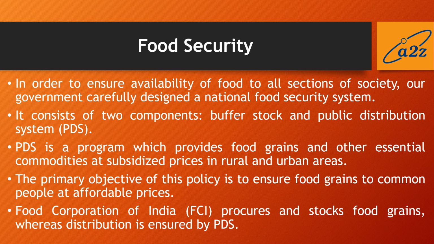PDS is a program which provides food grains and other essential commodities at subsidized prices in rural and urban areas. The primary objective of this policy is to ensure food grains to common people at affordable prices. FCI, or Food Corporation of India, procures and stocks food grains, whereas distribution is ensured by PDS.